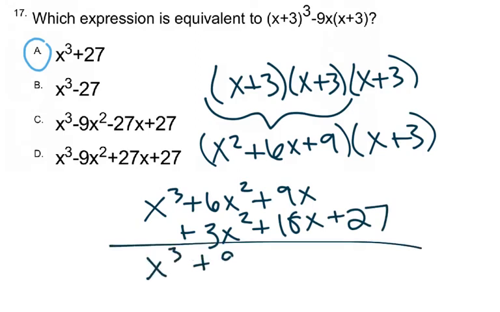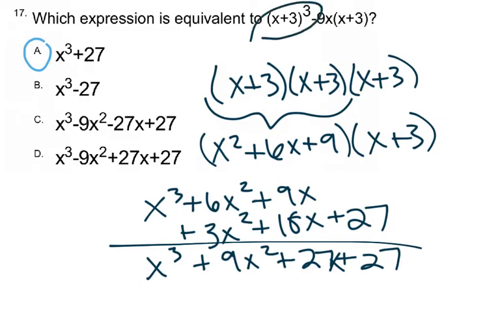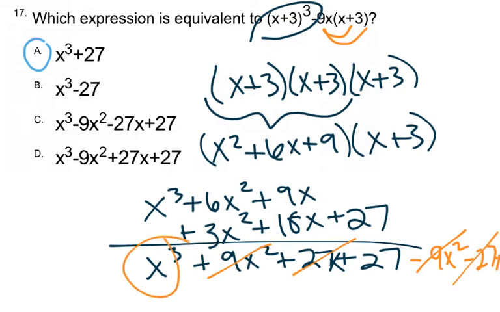I'm going to get my like terms together. And remember, all I've done is this part right here. I still haven't distributed the negative 9x to everything, so I'm going to do that now. Negative 9x times x, negative 9x squared. Negative 9x times 3, negative 27x. I'm going to cross out what will cancel out, and I'm left with x to the third plus 27, which is why the answer choice is A.